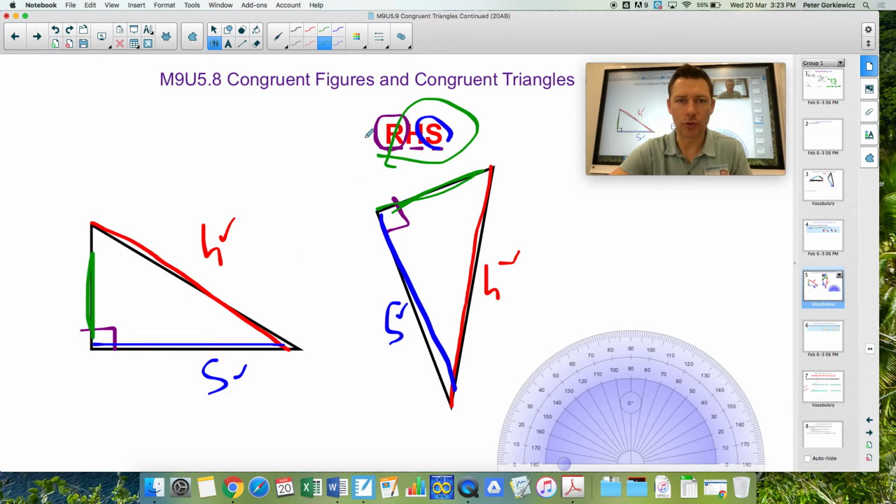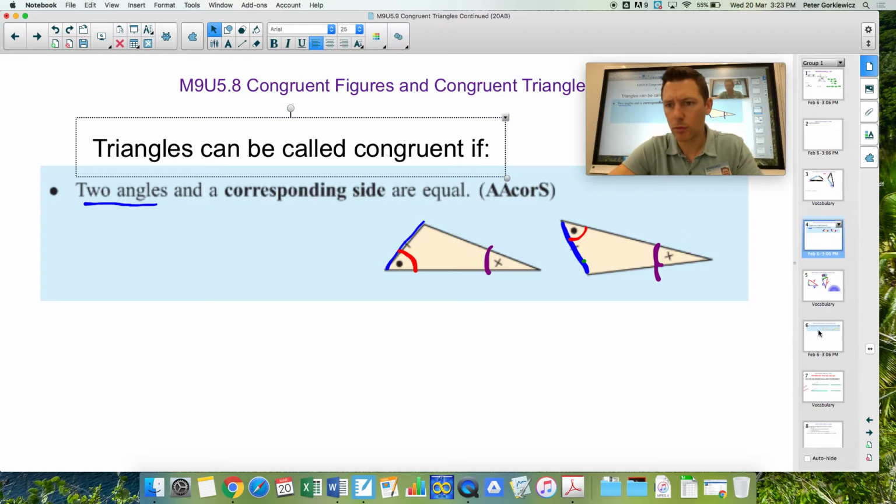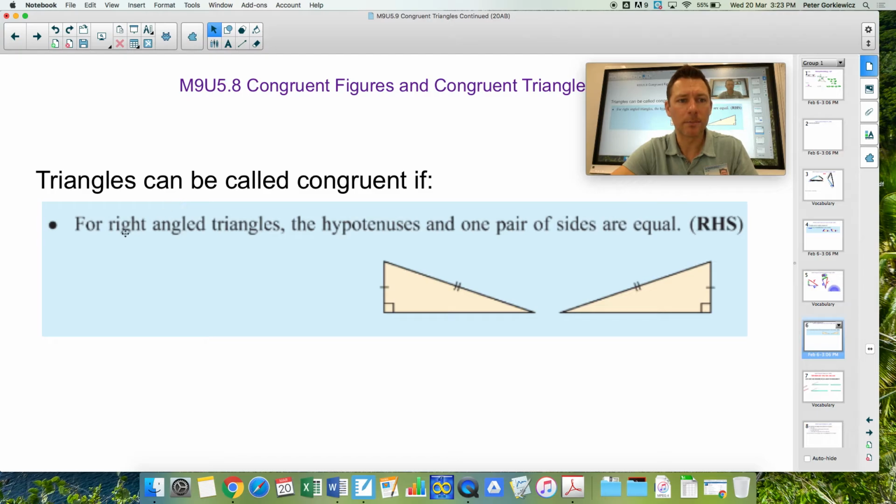But a shortcut, we can call it RHS, right triangle, hypotenuse, side. And this is the description for it. I'm going to steal this. We can say triangles can be called congruent if, for right-angled triangles, the hypotenuse and one pair of sides are equal. Write that down and pause me.